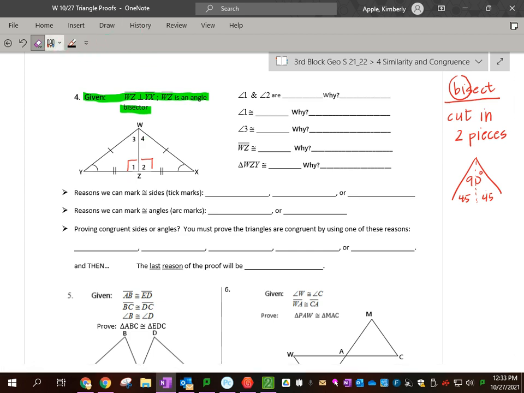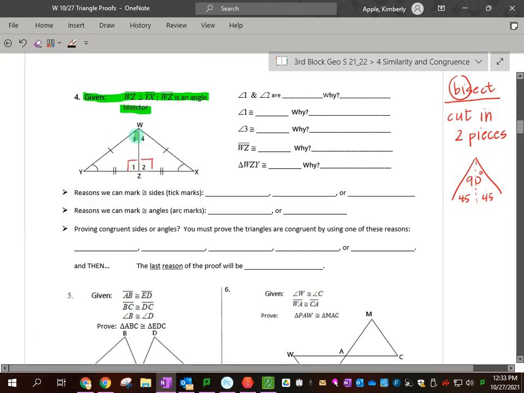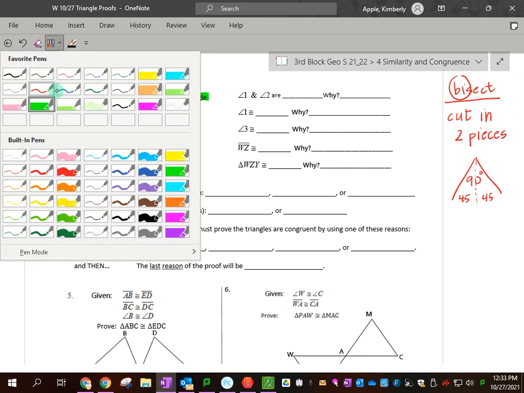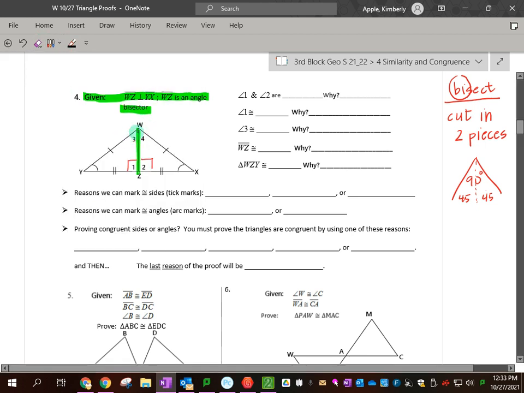Then it says segment WZ is an angle bisector. And we talked about before we went to lunch that an angle bisector cuts an angle into two pieces. So it bisects this whole angle up here. So that means that 3 and 4 are equal, because that's the two pieces that it's cut into. So I'll go ahead and make those markings.